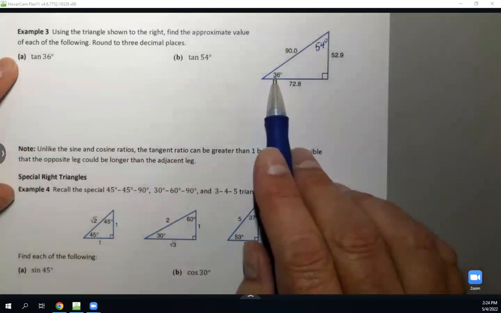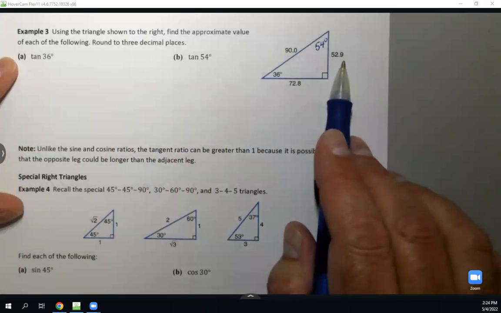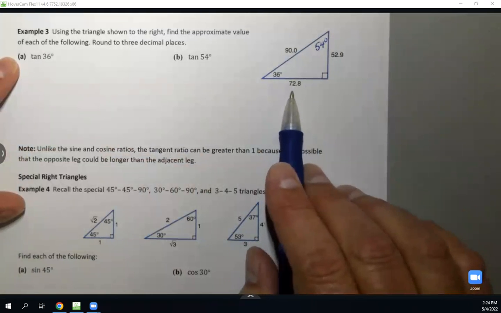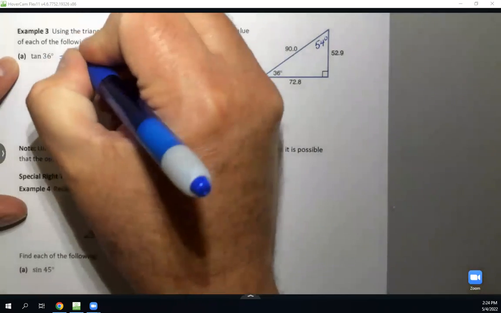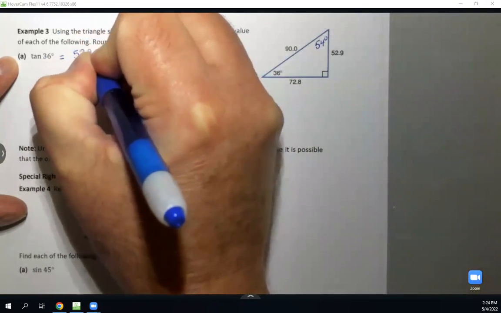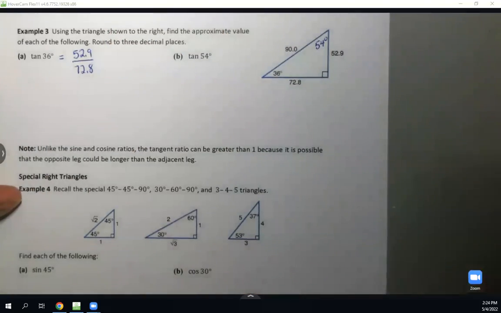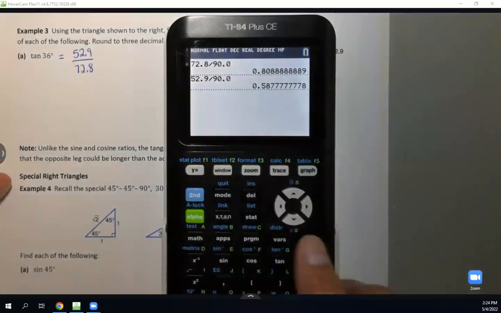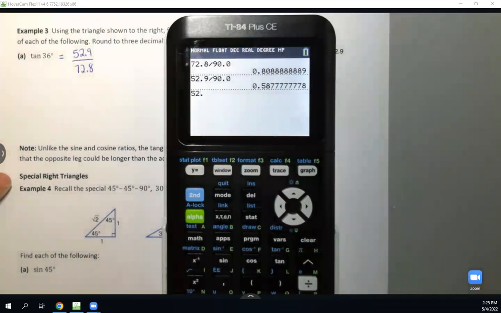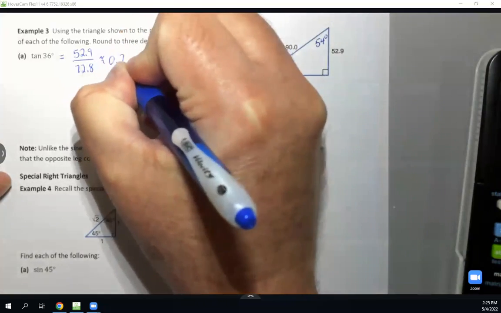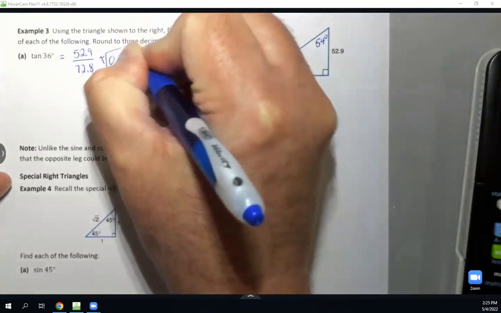For the tangent of 36 degrees, the side opposite is 52.9. The side adjacent is 72.8. So the tangent of 36 degrees is 52.9 over 72.8. And if I do that calculation, 52.9 divided by 72.8, that is 0.727 if I round to 3 places. Make sense?